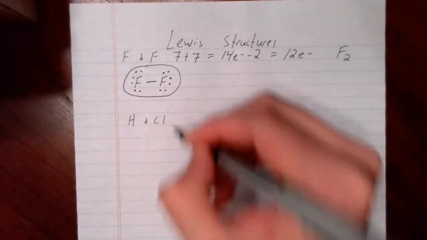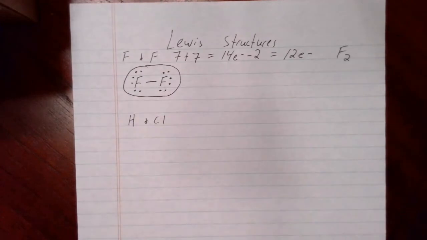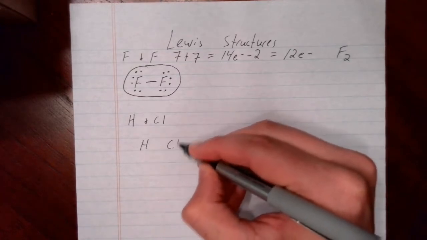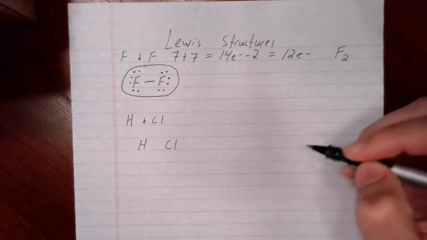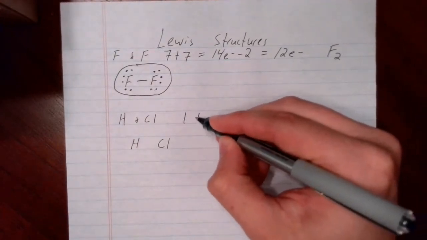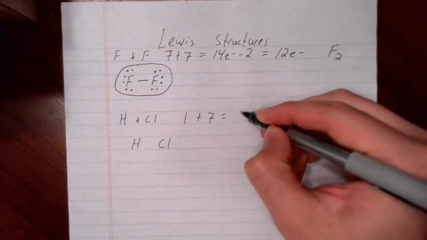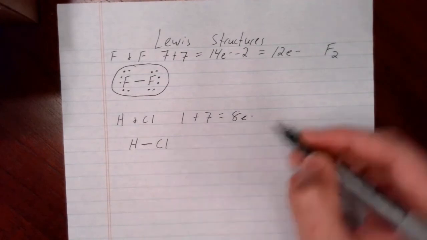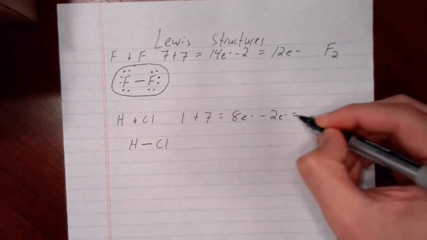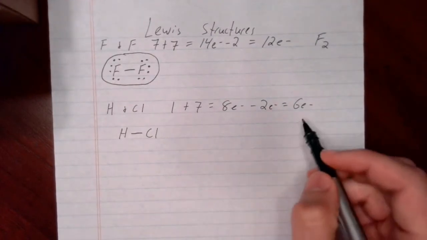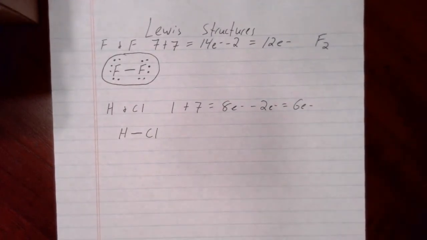HCl. Okay, so the number and type of atom is pretty self-explanatory here. I have a hydrogen and a chlorine. Okay. So then I need to find the total number of valence electrons I have present. So hydrogen's 1A, so 1 plus chlorine 7A plus 7 equals 8 electrons. So I have the skeletal structure. So I already used 2 electrons. So I have 6 electrons. So now I have 6 more electrons I have to place.